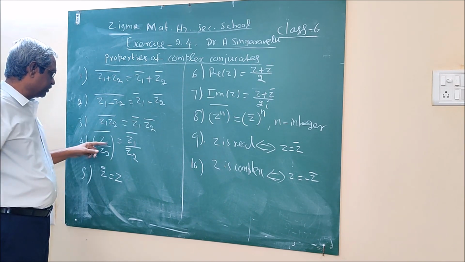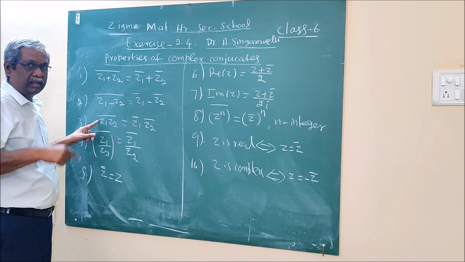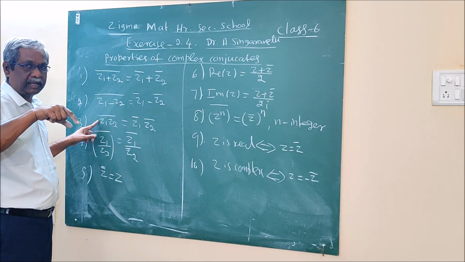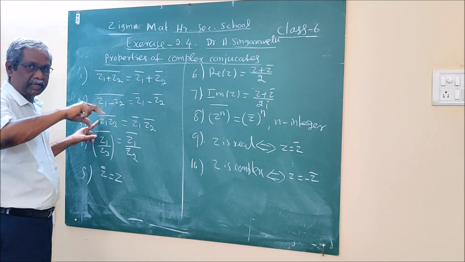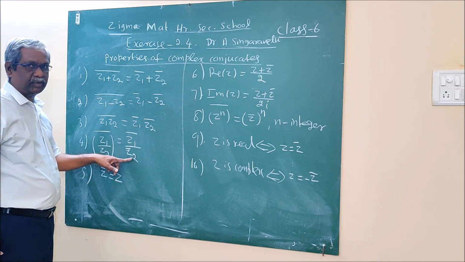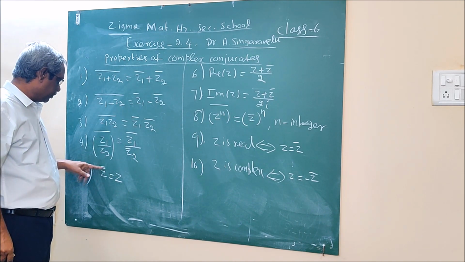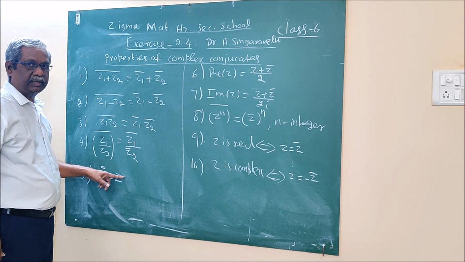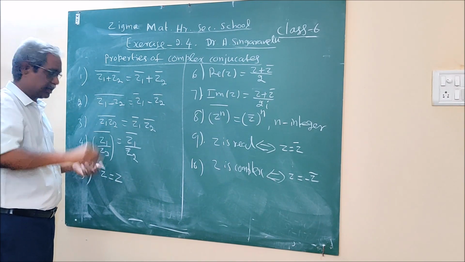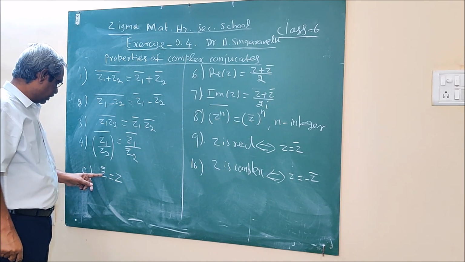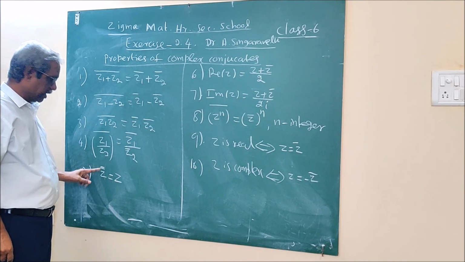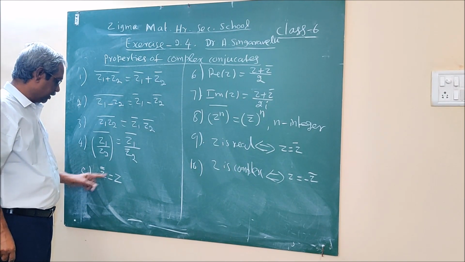Similarly for division, Z1 by Z2 whole bar. For the division of complex number Z1 by Z2, if you want to find its conjugate, it is equal to Z1 bar divided by Z2 bar. Z bar bar is equal to Z. Take a complex number, find its conjugate, and again take the conjugate, we get Z. Conjugate of conjugate, Z bar bar, equals the same Z.